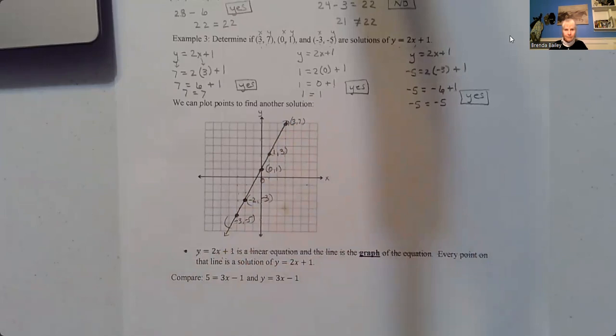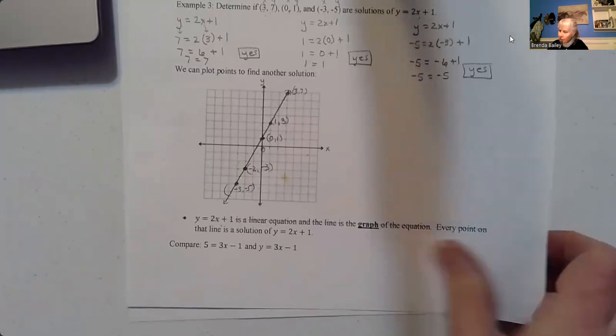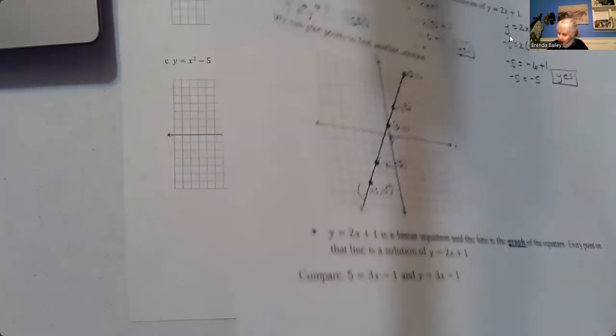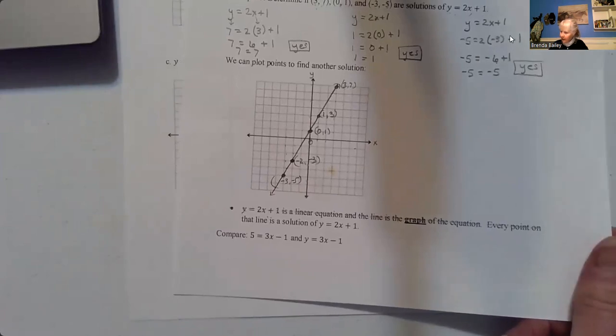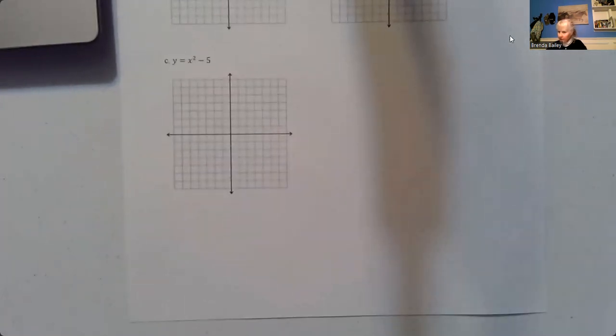All righty. Now, let's see. They want us to compare y equals 3x minus 1 and another equation. I don't think we're going to look at that one right now. We'll look at another example here.